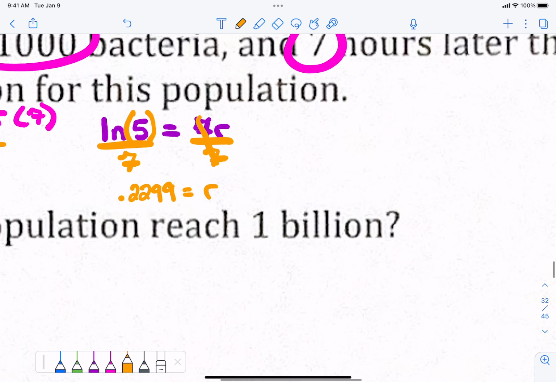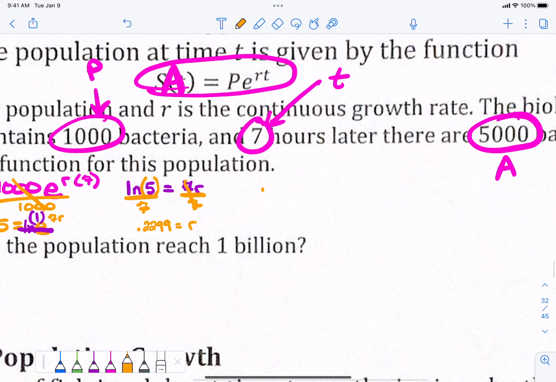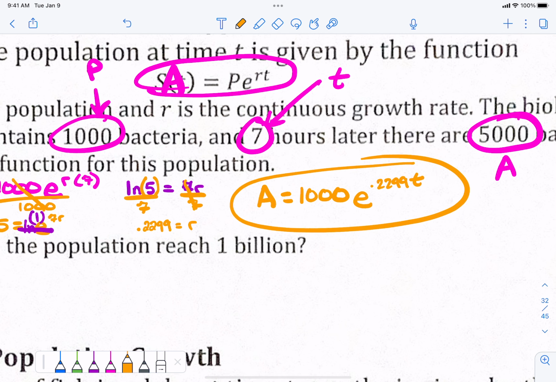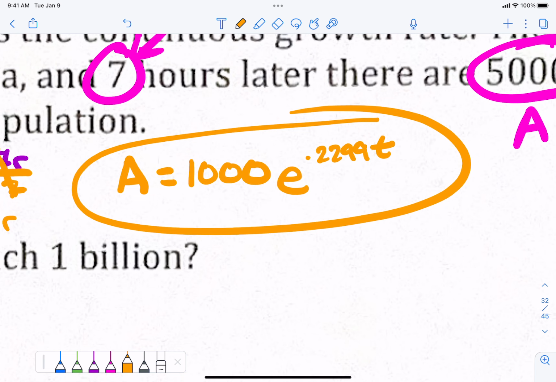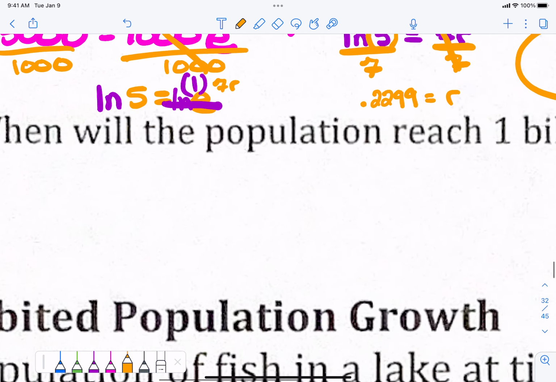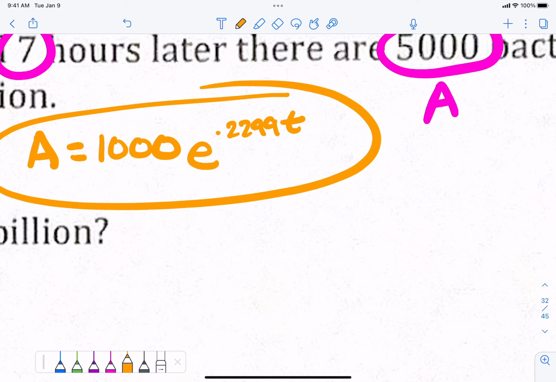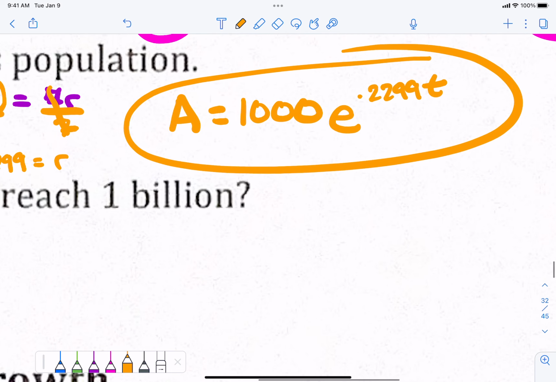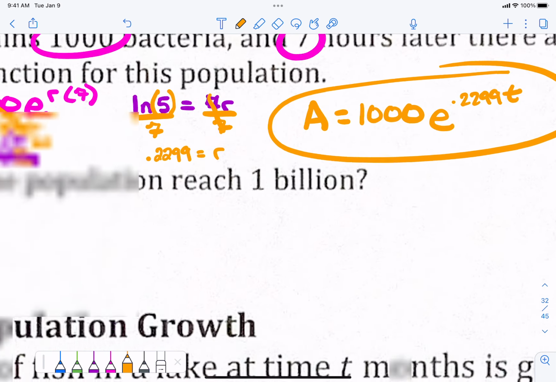Okay? They want us to write an equation now, and the equation is going to calculate the after amount. We still are starting with 1,000, e to the 0.2299t power. This is what they want. They want the equation ready to go, set up, so that in part B, we can plug things in for A and T and solve for the other one, right? That's what they're wanting when they say, write me an equation, okay? They want A and T left as variables so that we can solve for other things.